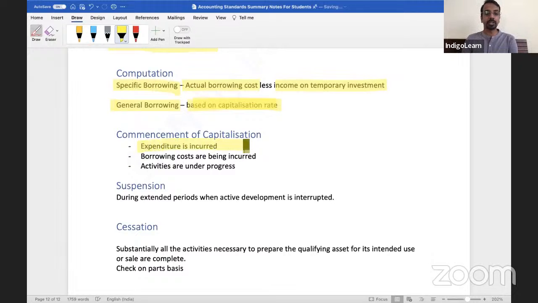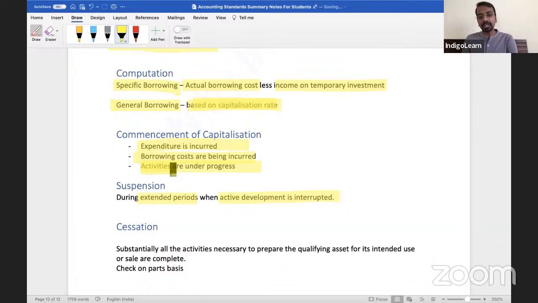When should we start capitalization? Three conditions: expenditure is being incurred, borrowing costs are being incurred, and activities are under progress. If these three conditions are satisfied, then you can capitalize the borrowing cost. When do you suspend? During extended periods when active development is interrupted. Let us say there is a qualifying asset, but because of some unforeseen reason, no activity is happening. Maybe because of a labor strike, or a material shortage. You see chip shortage happening, coal shortage happening, abnormal things which were not anticipated. In that case, if active development is interrupted, you will suspend the capitalization. This happens where there is an inordinate delay which was not anticipated earlier.